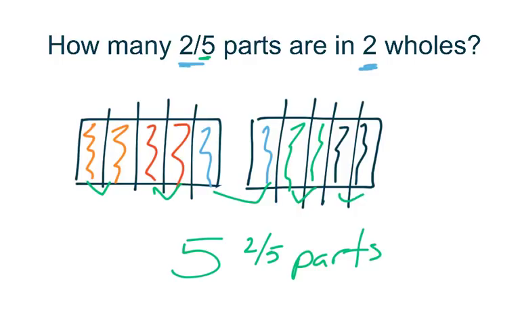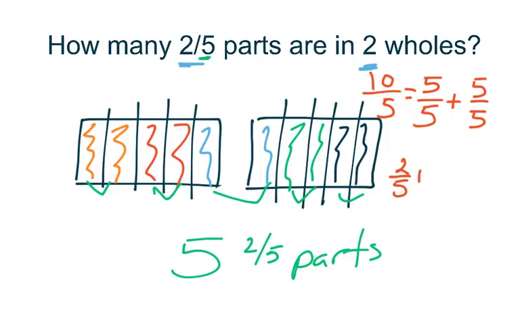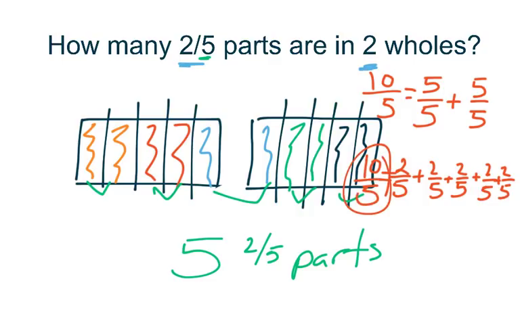Another way that you can solve this problem is to think about, well, how many parts are in a whole? In this case, there would be 5/5 parts in a whole, and we would have 2 of them. So we would have a total of 10 parts. And then if I want 2/5 parts, I need to think how many 2/5 can I add together to equal my 10/5. And I would need 5 of my 2/5. And when I added all these up, I would get 10/5. So you have two separate ways that you can do this. You could either draw a picture, or you could think about what those two wholes would look like.